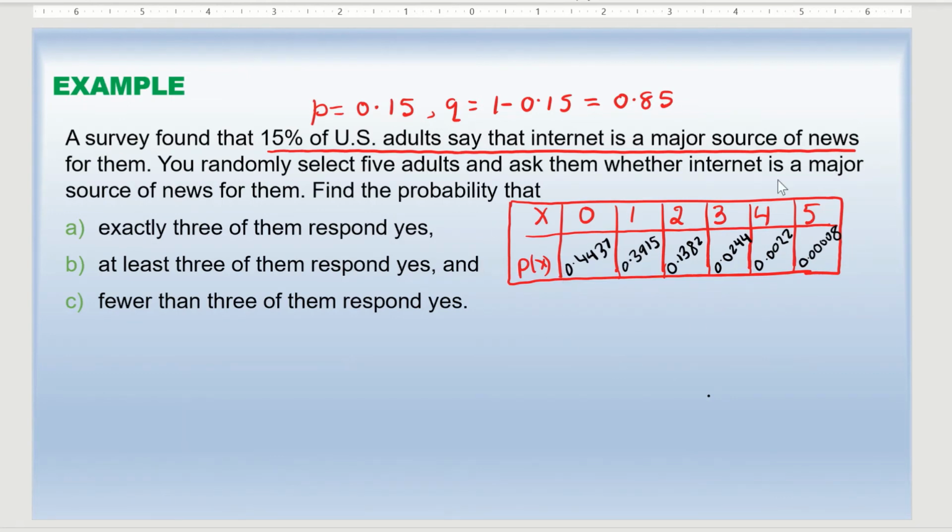Now we are going to use this binomial probability distribution that we created here to answer these questions. So let's look at the first part, A. In the first part, the question is to find the probability that exactly 3 of them respond yes. Probability that x is exactly equal to 3. 3 of them respond yes. So exactly 3 of them respond yes. It is 0.0244.